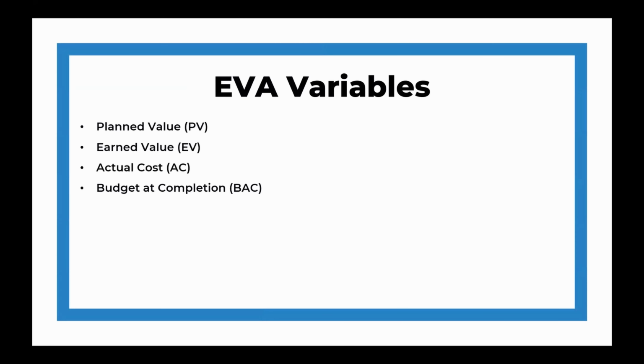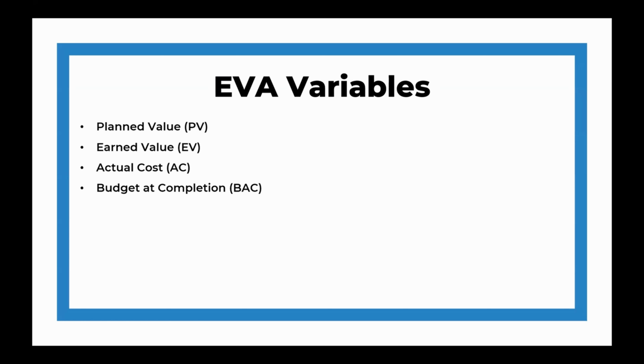Now, before we can perform any earned value analysis, first we need to understand the four key variables that everything is built on. Planned value, or PV, represents how much of the work should have been completed at this point in the project, and that's based on the project plan. Earned value, or EV, represents how much work actually has been completed, measured in terms of the budgeted value for that work. Actual cost, or AC, shows how much we've actually spent so far to accomplish the work that we've performed. And finally, budget at completion, or BAC, is the total approved budget for the entire project.